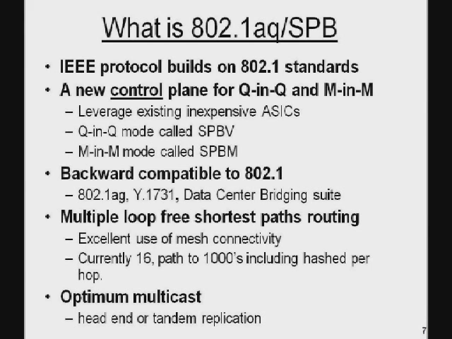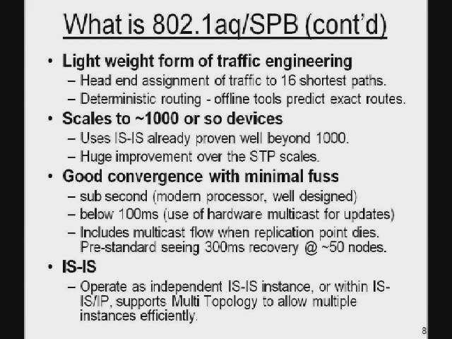Okay? We want to use the existing mesh completely, and we want to be able to use multiple shortest paths. In this case, we can currently support 16 shortest paths, and there's opaque mechanisms to allow us to go even further in the future. Multicast mechanisms, two multicast mechanisms. One is a head-end replication model, similar to a VPLS style, and the other is pure transit replication at the appropriate replication points, all within the same protocol.